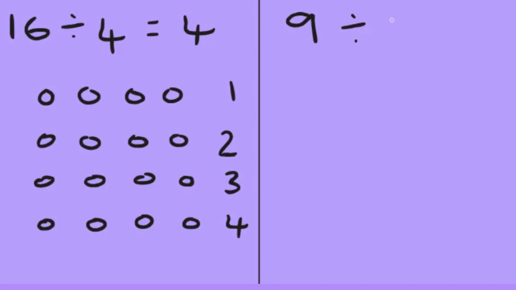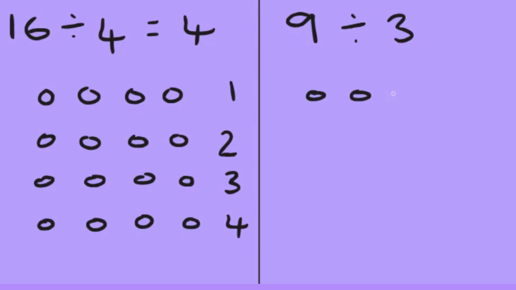Let's look at 9 divided by 3. You have a go first. Let's go through it together. So the first thing we're going to do is create a row of 3.